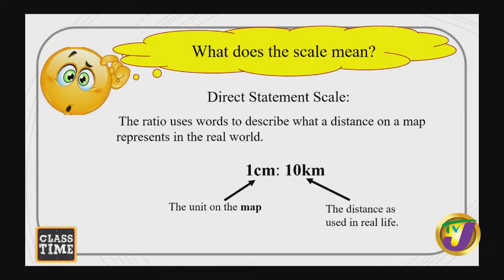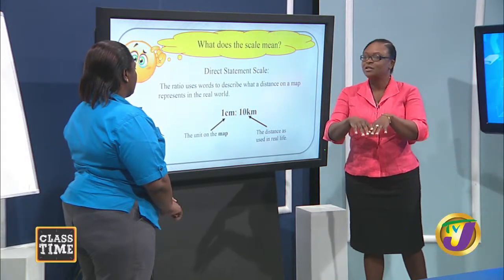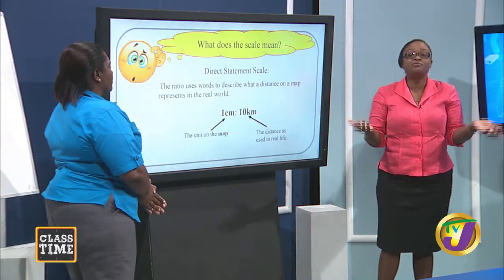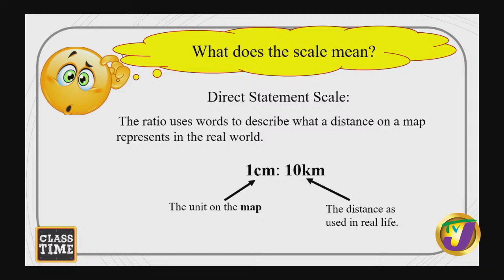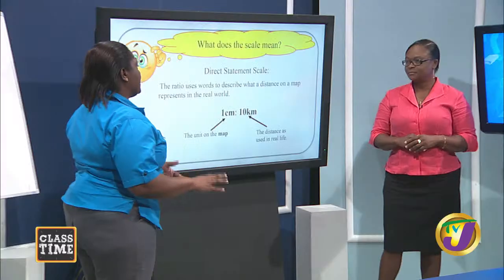The direct statement scale is a ratio that uses words to describe what a distance on the map represents in real life. So what is on the map has a measure, and I can match that measure to a distance that is actually laid out somewhere on the Earth's surface in the real world. For example, 1 centimeter to 10 kilometers. The 1 centimeter is the unit on the map. In real life, we could not have drawn 10 kilometers on a book page. So the 10 kilometers is the actual distance in real life.